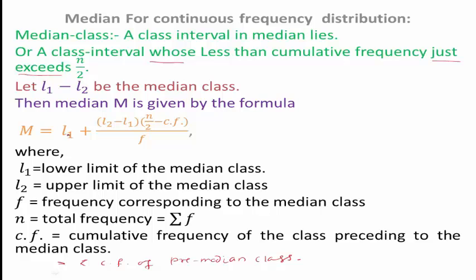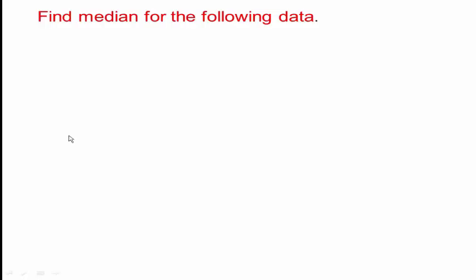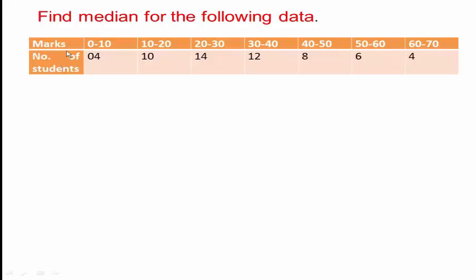You will be more clear by taking an example. So consider the example here. Find the median for the following data. Marks and number of students are given. A 70 marks exam is taken, and the number of students scoring marks between 0 to 10 is 4. Marks scoring 10 to 20 is 10 students.